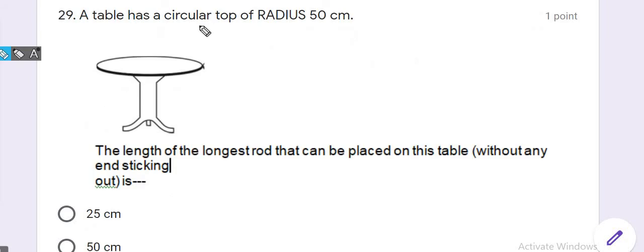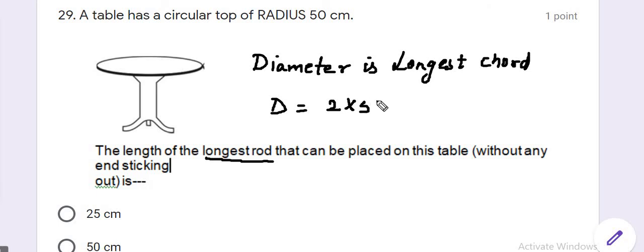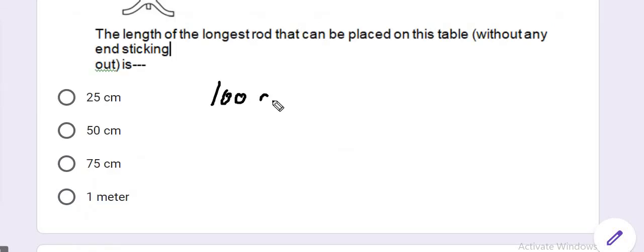Question 29. A tabletop has radius 50 cm. Find the length of the longest rod that can be placed on this table. So we know that the diameter is the longest chord of the circle. So the longest rod will be the diameter, which is twice the radius, that is 100 cm. As we know that 100 cm is 1 meter, so D option is correct.